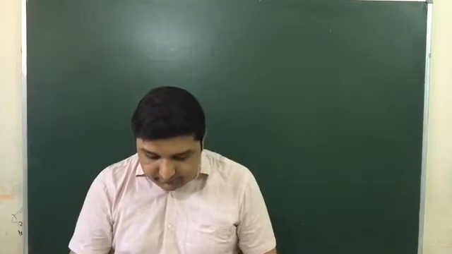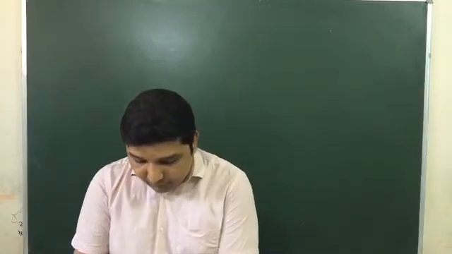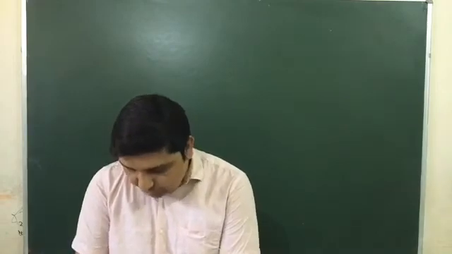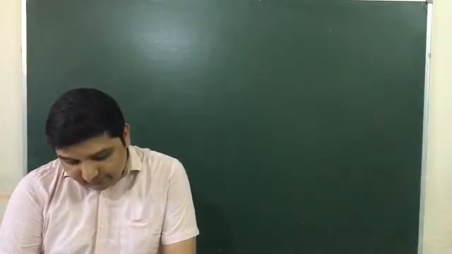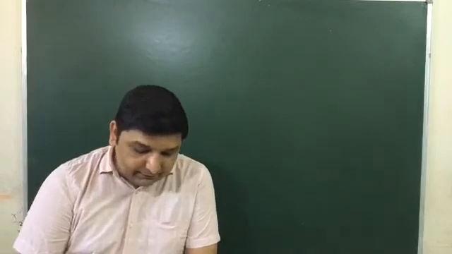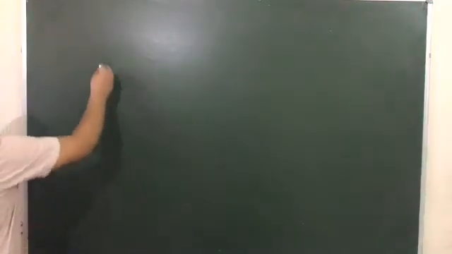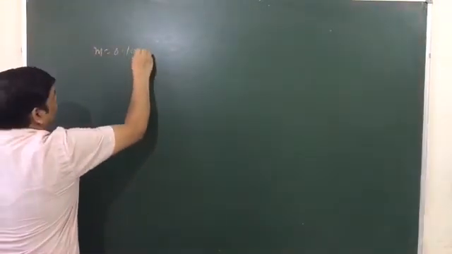Next question. Question number 8. A body of mass 0.10 kilogram is being revolved in a circular path of diameter 1 meter on a frictionless horizontal plane by means of a string. It performs 10 revolutions in 31.4 seconds. Calculate the centripetal force acting on the body. In this case, first of all, mass is given, 0.10 kilogram.